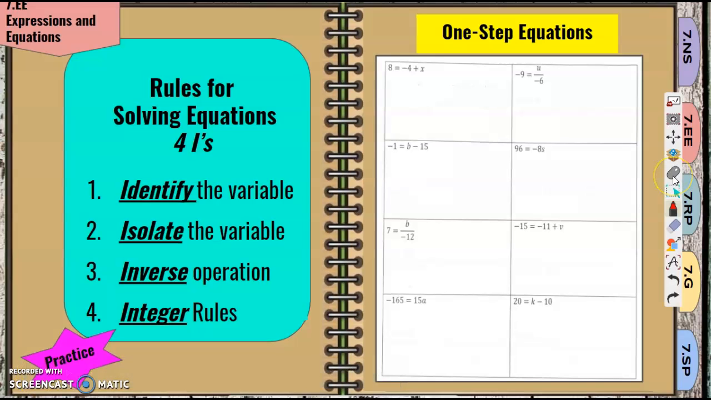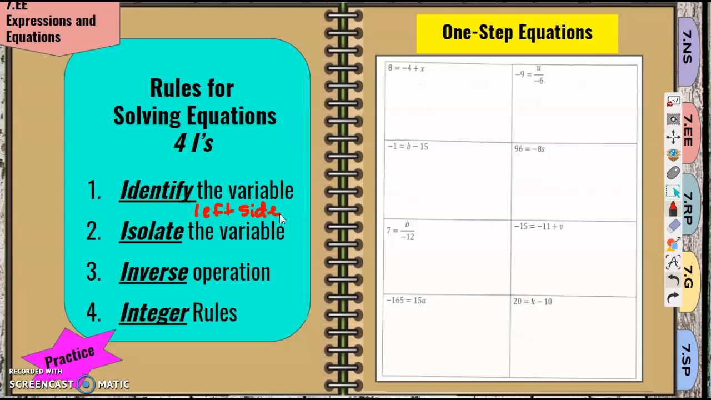So we're going to talk about one-step equations. When you're solving equations, whether it's one-step or two-step, the first thing you do is identify the variable. You want to make sure that the variable is on the left side of the equal sign. If it's not on the left side, then you will rewrite it so that the variable is on the left side.